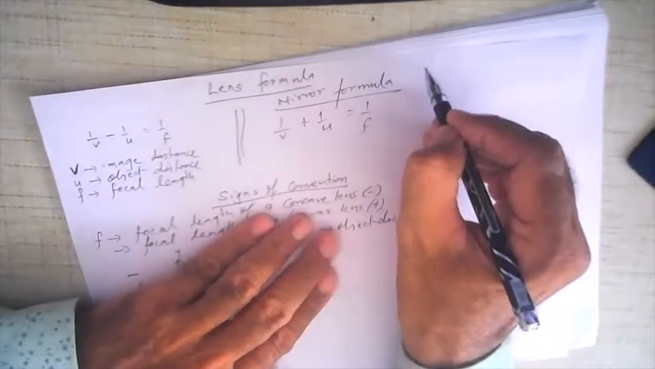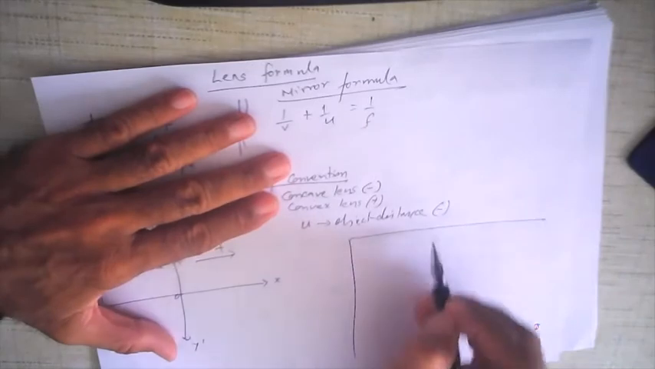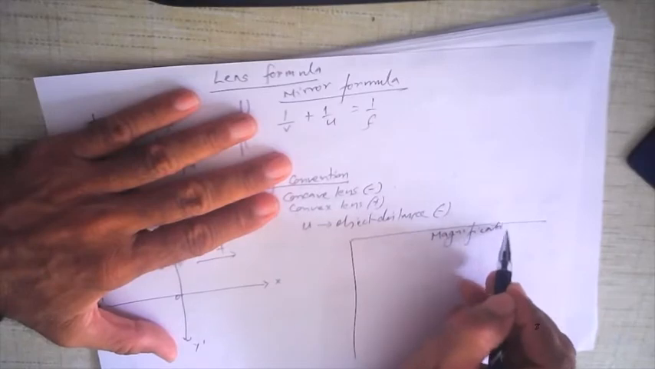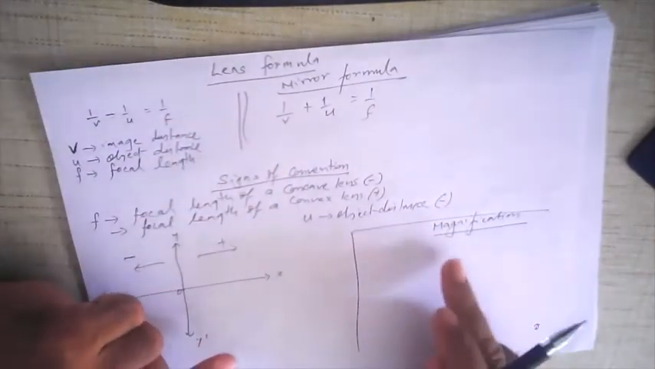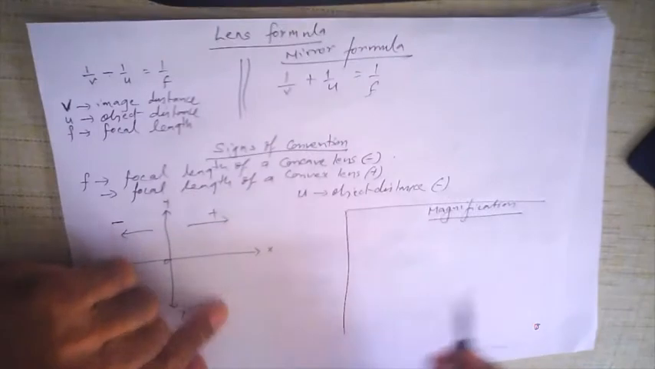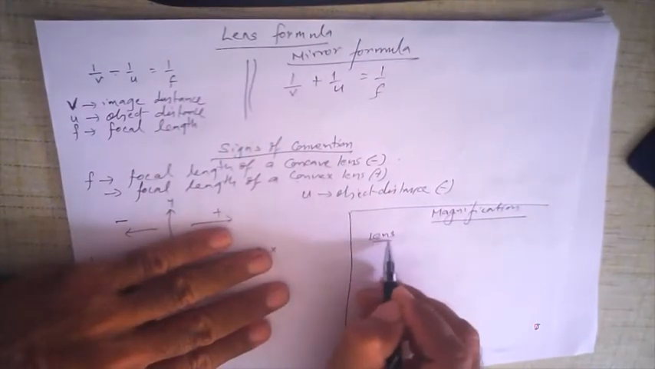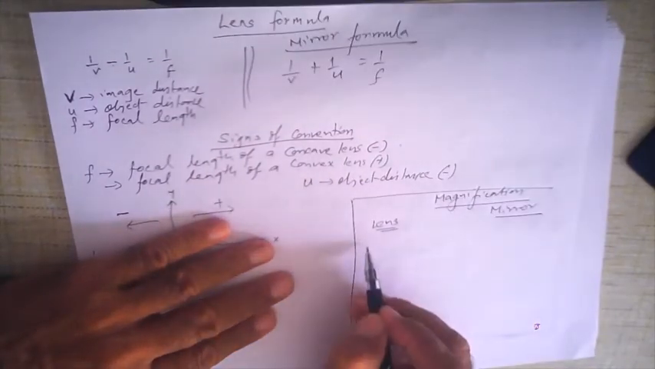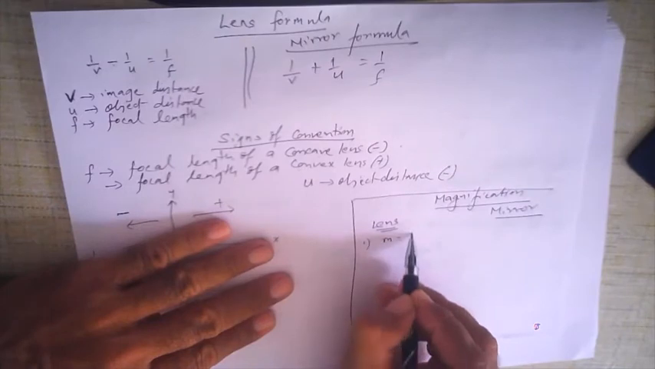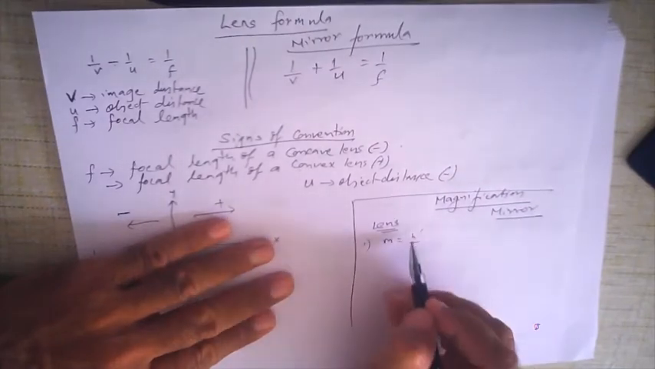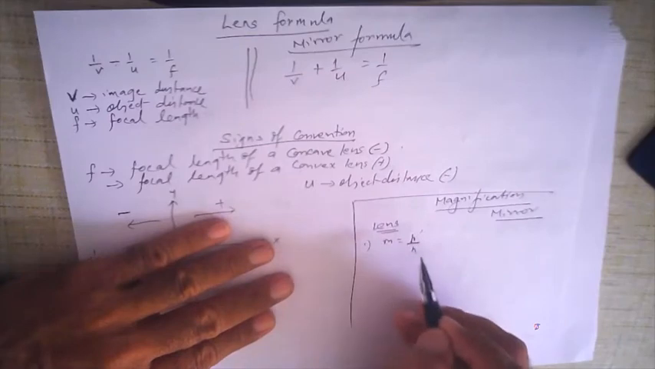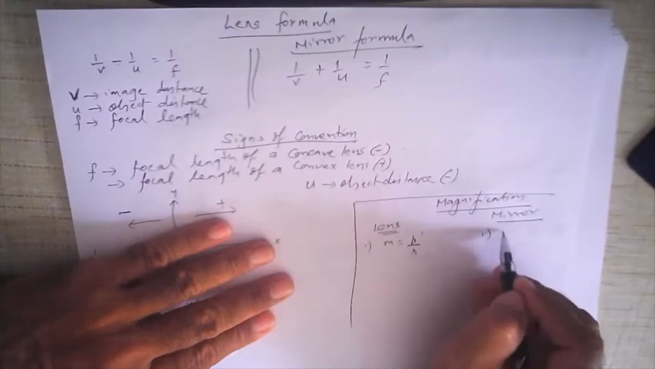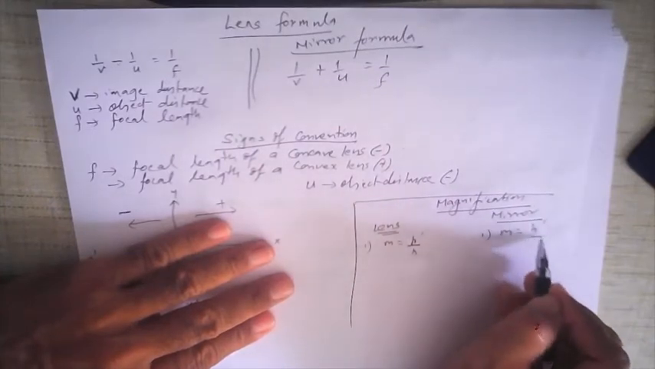Alright, now let us also discuss magnification. Magnification of a lens. For a lens and for a mirror, we'll discuss side by side, so you know the difference between them. There are two formulas for magnification. Magnification M is equal to H dash upon H. H dash is the height of the image, H is the height of the object. For a mirror, it is also the same. Magnification is H dash upon H.